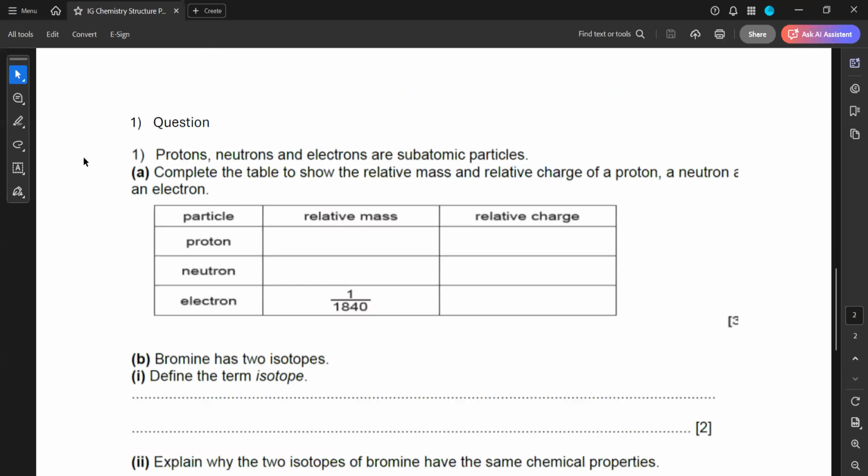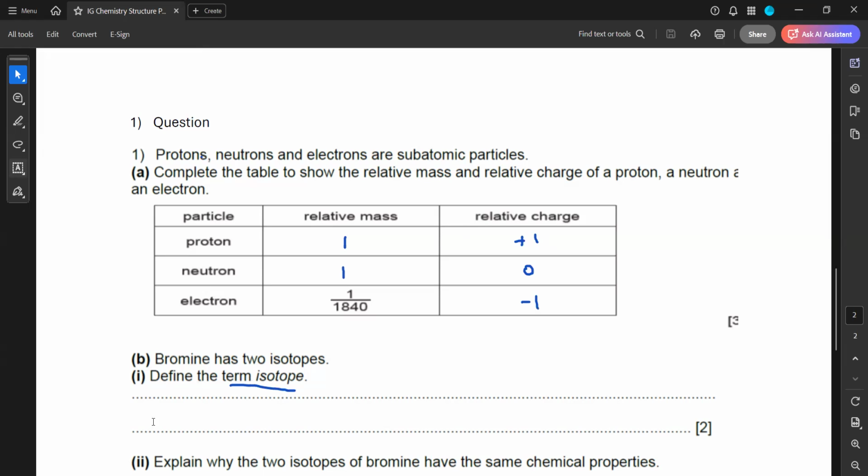So in the first question, the proton, neutron, and electrons are the subatomic particles. Complete the table to show the relative mass and relative charge of the proton, neutron, and electron. So proton is positive. The relative mass is 1 because proton and neutrons have the same mass. That's why 1. The relative charge for a proton is +1, neutron does not have a charge, and electron is -1.